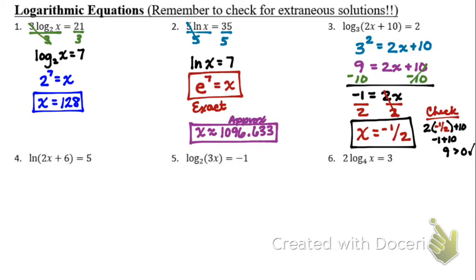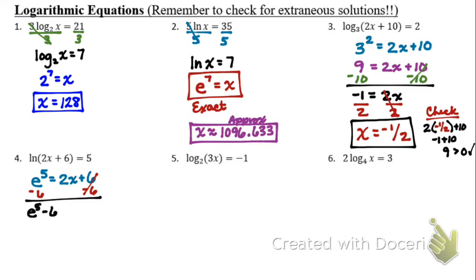Number 4. Where is x? In the argument. It's in the argument. How do I isolate an argument? E of 5. Yes. E to the power of 5. I'm going to rewrite this as an exponential. 2x plus 6. And then what? Subtract 6 from both sides. Be careful when you go to put this into the calculator.